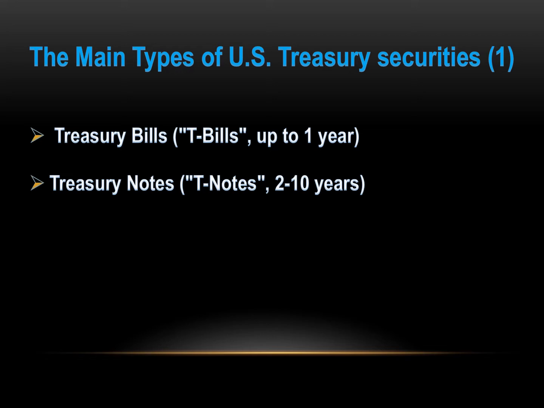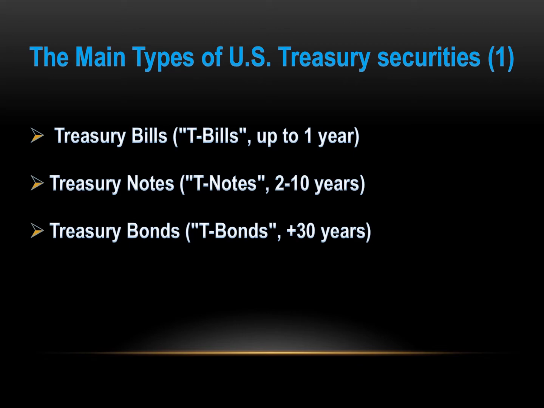The third type is probably the most popular, Treasury bonds. Treasury bonds are the long-term bonds from the U.S. Treasury. Traders commonly refer to them as T-bonds. They normally have a face value of $1,000, and interest payment comes semi-annually.